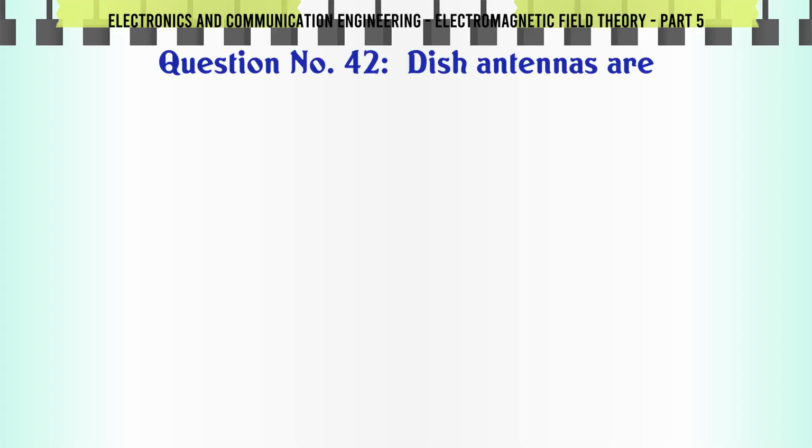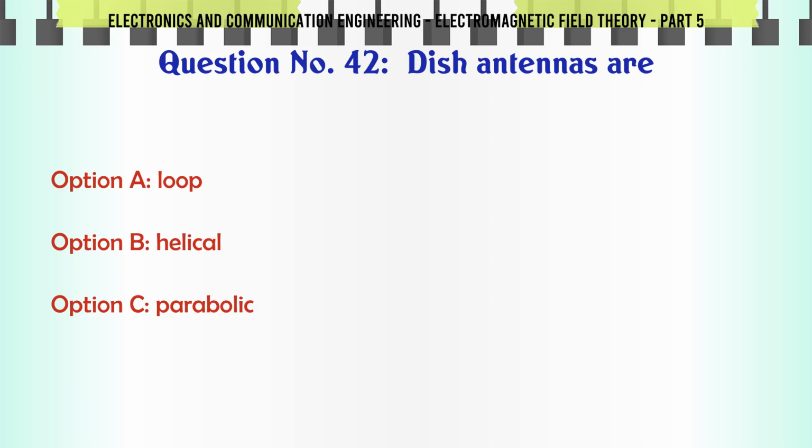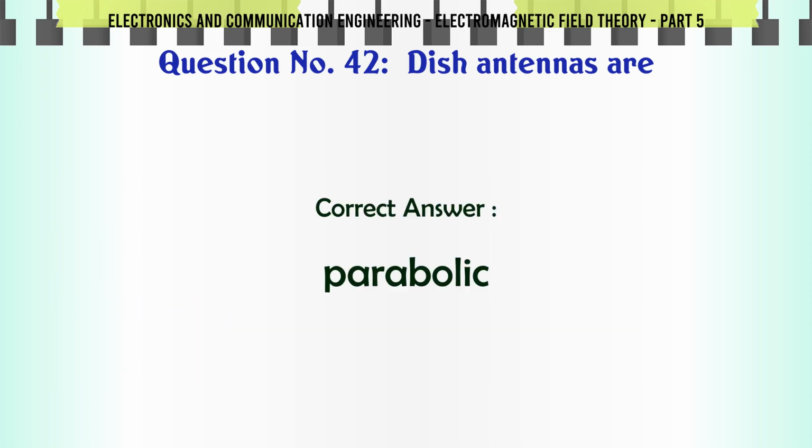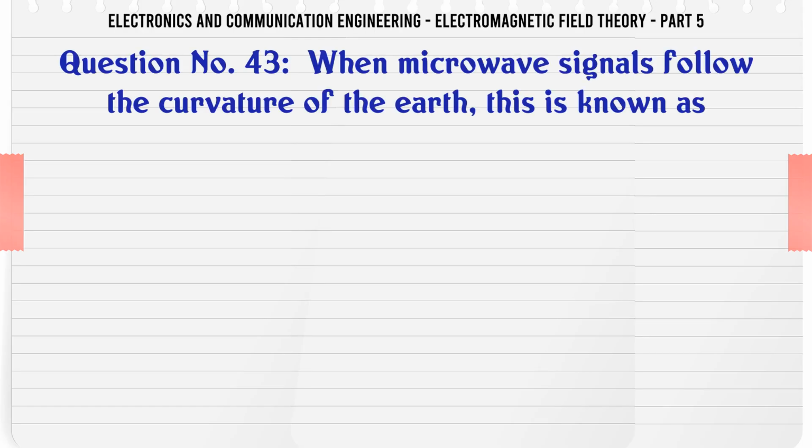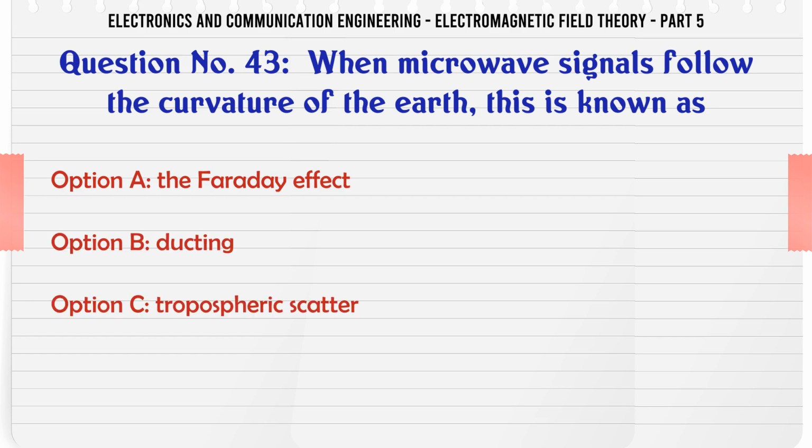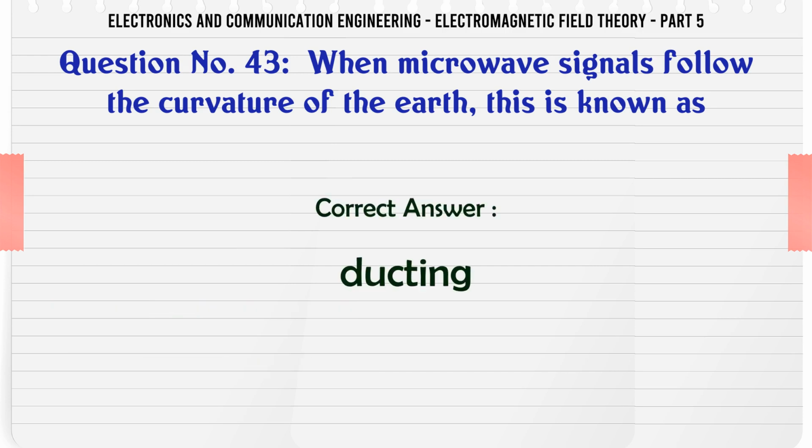Dish antennas are A. Loop, B. Helical, C. Parabolic, D. Conical. The correct answer is parabolic. When microwave signals follow the curvature of the Earth, this is known as A. The Faraday effect, B. Ducting, C. Tropospheric scatter, D. Ionospheric reflection. The correct answer is ducting.